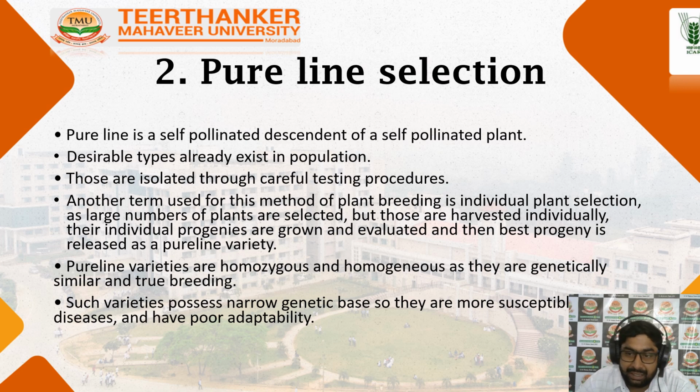And we sow the impure material in the field in different lines. First of all, we select the homozygous plants or pure plants in the plant progeny and remove the off-type plants in the lines. Pure line varieties are homozygous and homogeneous as they are genetically similar. True. Those are isolated. Such varieties possess a narrow genetic base.